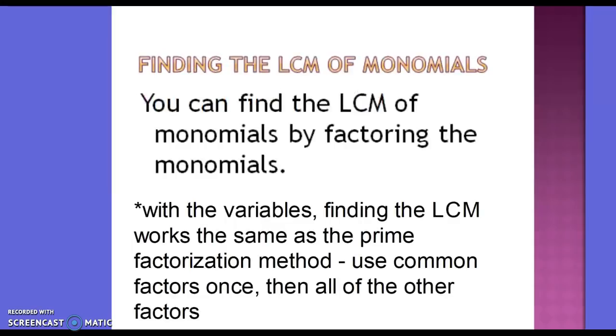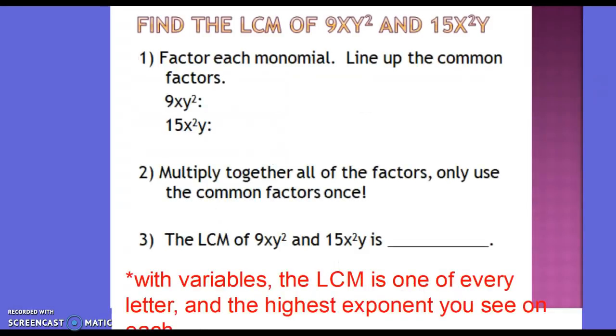Clear it out. Okay, now we've got to apply it to our algebra. We've got to apply it to our monomials and having some variables involved. So with variables, finding the least common multiple kind of works the same as that prime factorization method, where you use all the common factors once and then you use all of the other factors that you see. So let's apply that. If you would, this problem here is at the top of page 8.